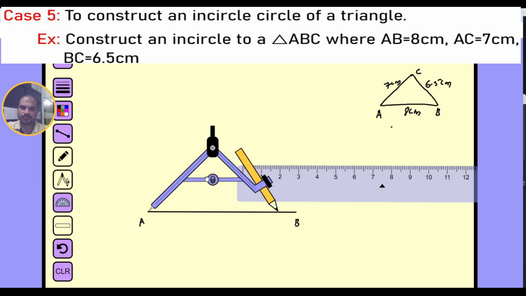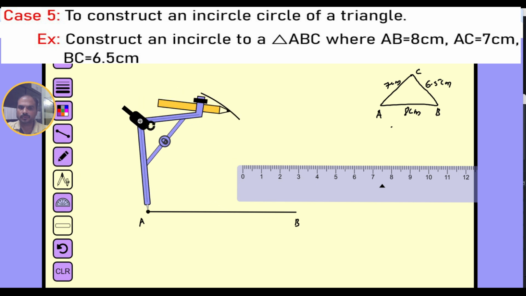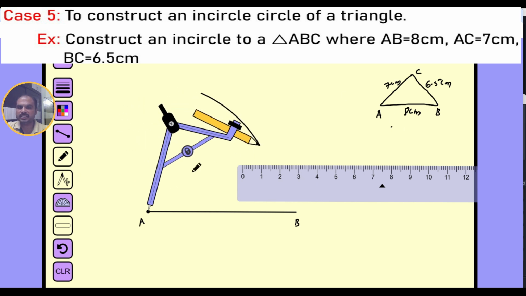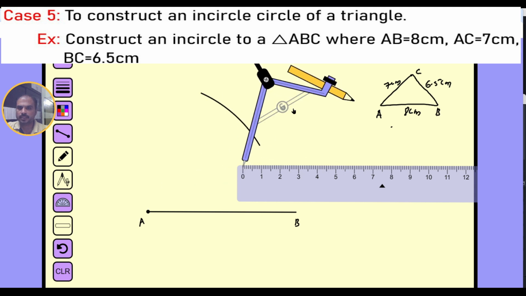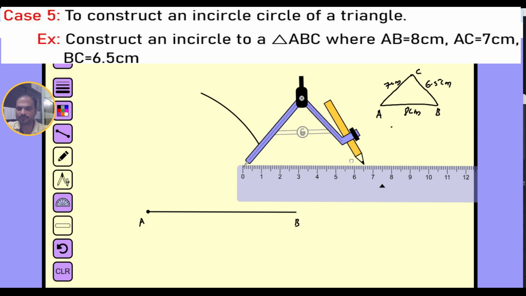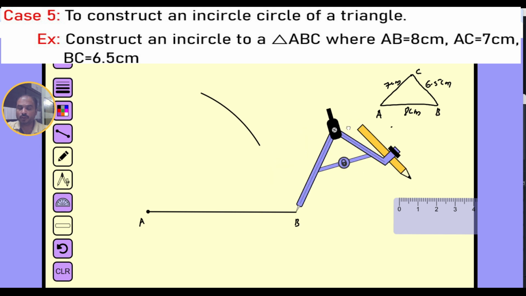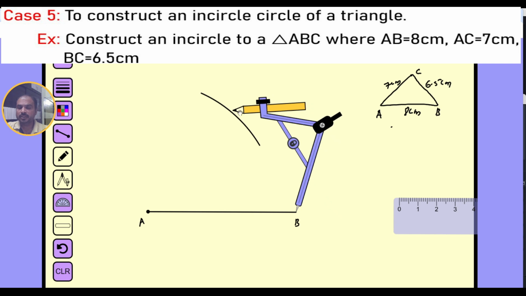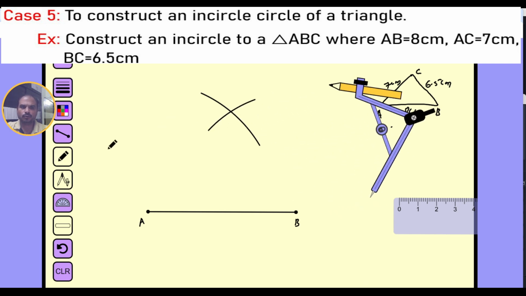So I'll keep it at A and I will draw one arc. Okay, then BC is 6.5 centimeter. I'll keep it at B. Then I'll take 6.5 centimeter in my compass. Okay, you do along with me, children, so that whenever you watch the video, if you do along with me, you will remember it. Actually speaking, in ICSE, steps are not important, but don't forget to write the steps in 2 or 3 sentences. Okay, this is my third vertex C.